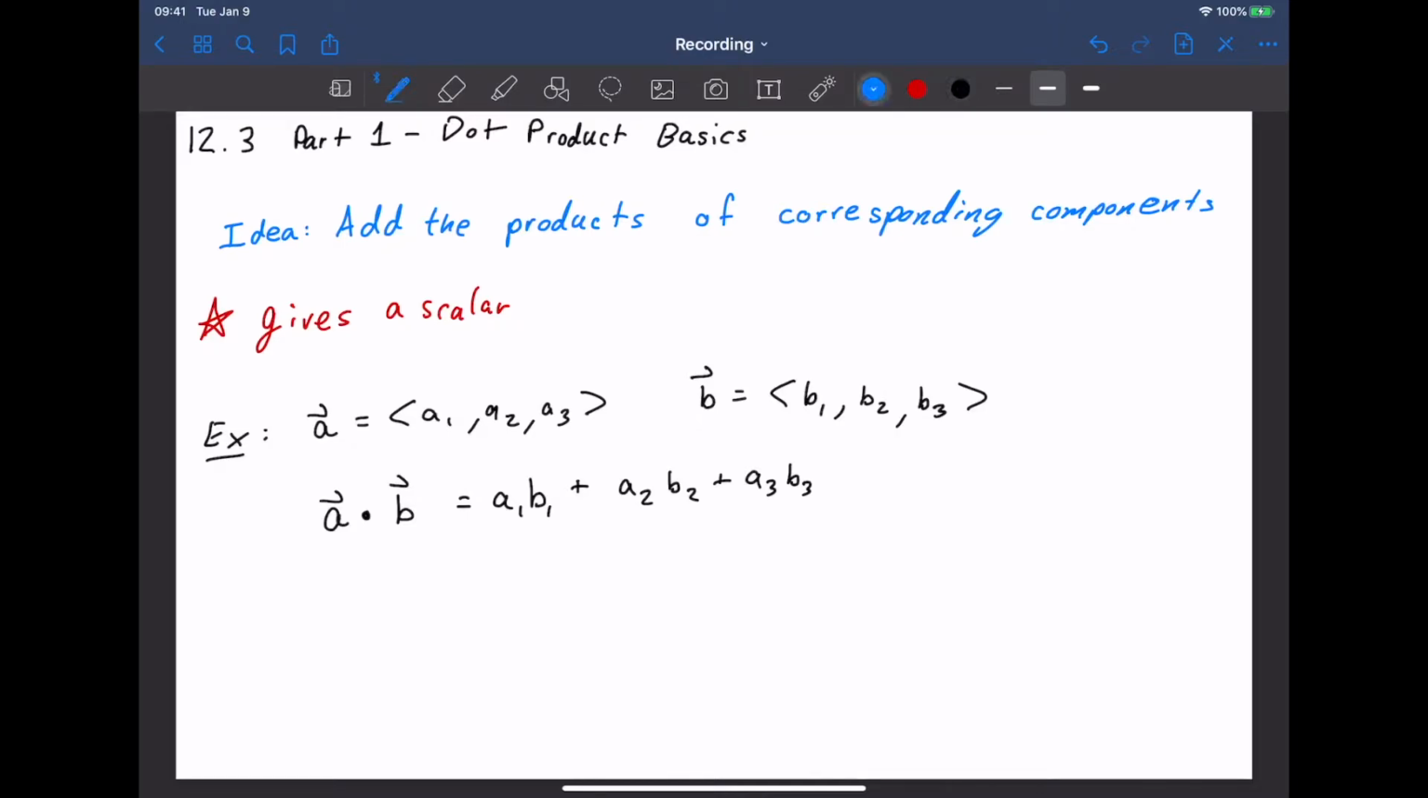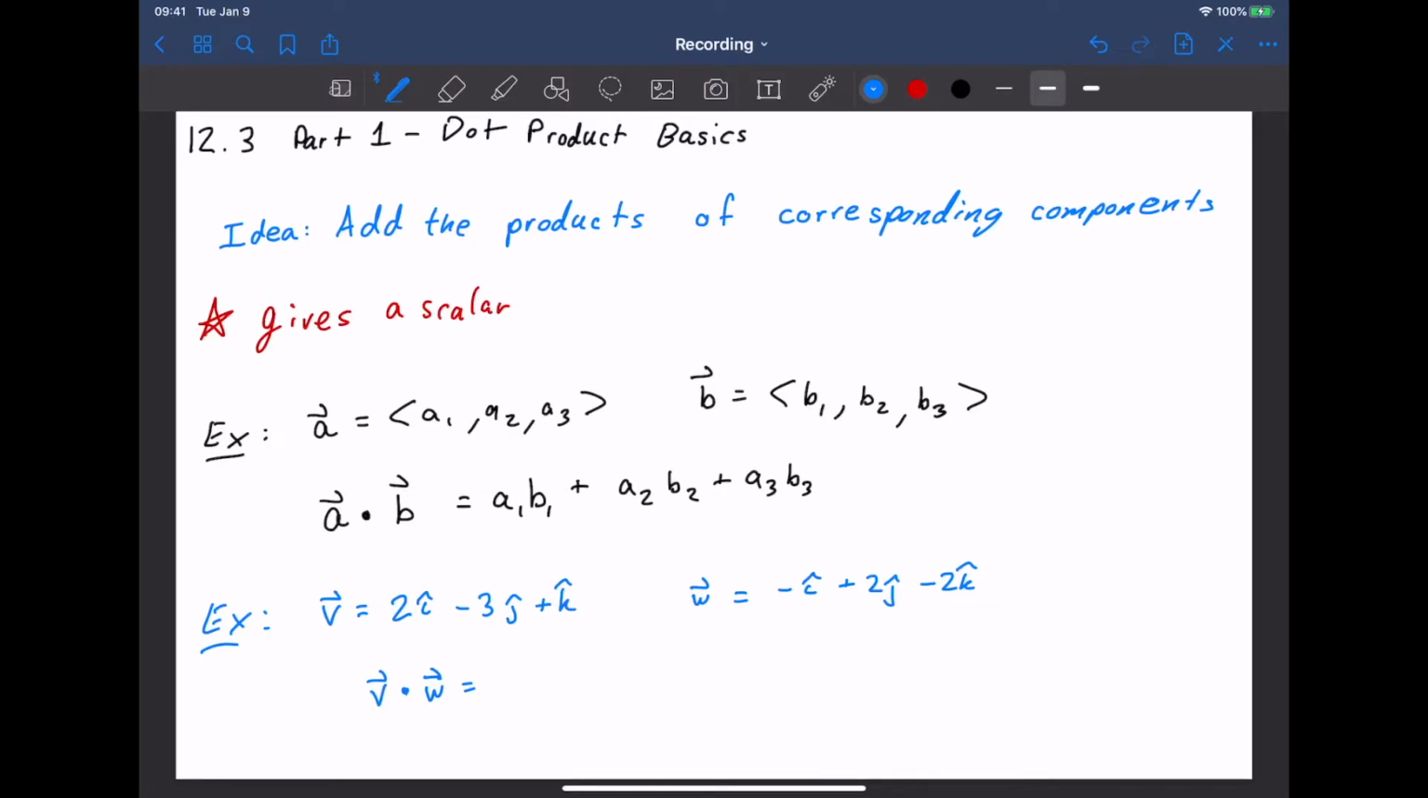We'll do an example with numbers. And you should try this out and see if you understand it so far. It shouldn't be that bad. v is 2i minus 3j plus k, and w is negative i plus 2j minus 2k. Can you find the dot product of v with w? Go ahead and try it out.